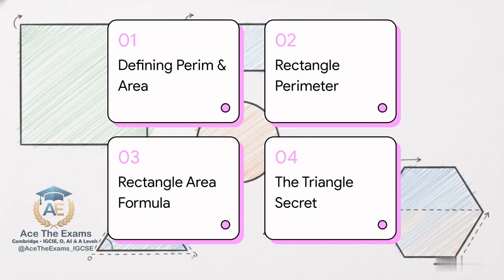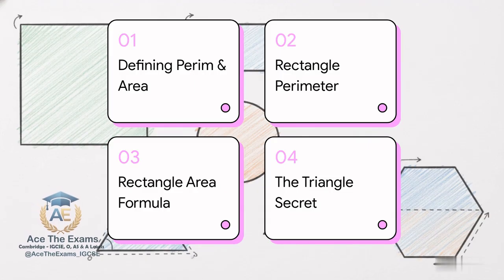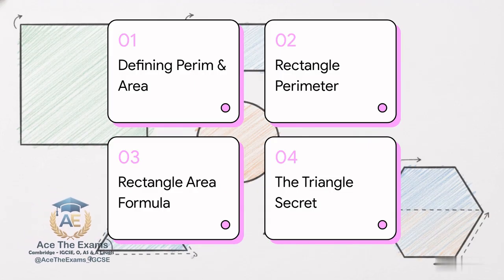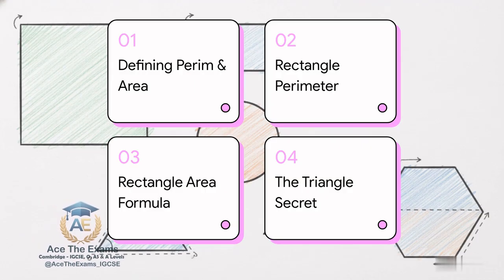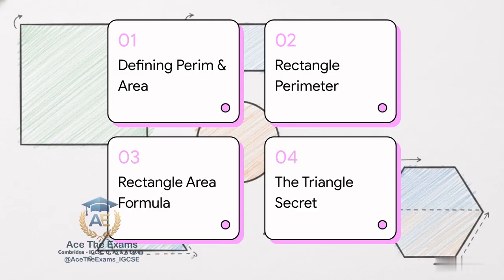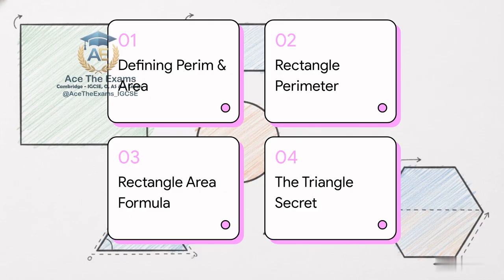So here is our game plan, our structural roadmap for today's explainer. First, defining perimeter and area, getting our core vocabulary locked in. Second, we'll tackle the rectangle perimeter formula, followed by Section 3, the rectangle area formula. And finally, we'll uncover something pretty cool, the triangle secret.